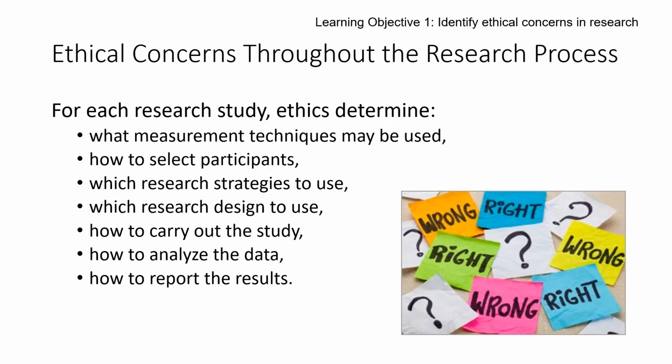So if the IRB, Institutional Review Board, has concerns about the way participants or animals or anything is treated, if there's questions of ethics, ethical concerns there, then they can reject that research or ask for the research to be modified. So what are some things that could be concerns? Measurement techniques that are used.